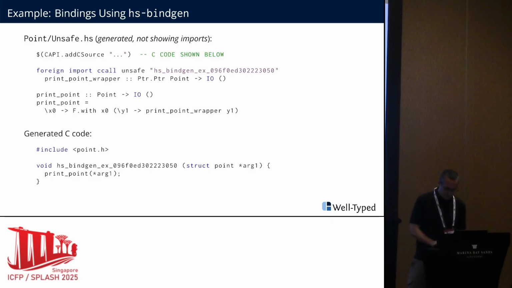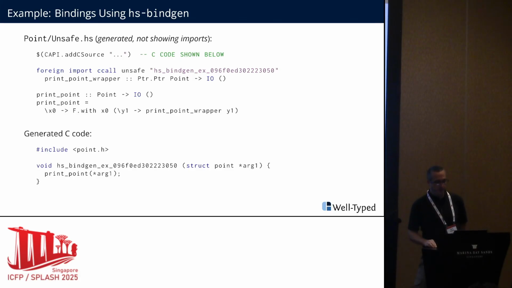This previous slide is an example of the types that are generated, and then we also generate submodules for functions. So we have unsafe, safe, and function pointer submodules that allow the user to decide what is the appropriate way to call your C functions. And here we have a CAPI addCSource Template Haskell function at the very top. This embeds this generated C code that's shown below. So this is also very close to what we write manually. It's just a function that takes a reference to a struct point and dereferences it to call the actual print point function.